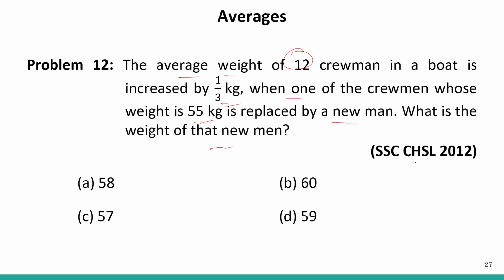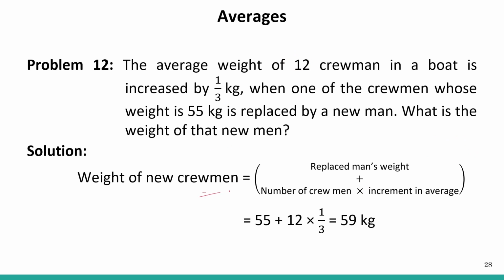So this question has appeared in SSC CHSL paper 2012. So weight of the new crewman will be what? Replaced man's weight plus number of crewmen into increment in average, is equal to 55 plus 12 into 1 by 3. Okay, because increment in average is 1 by 3. That is equal to 59 kg. So this will be the correct answer.